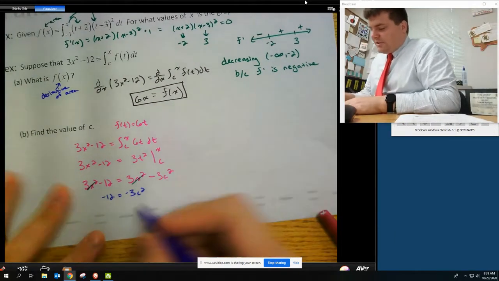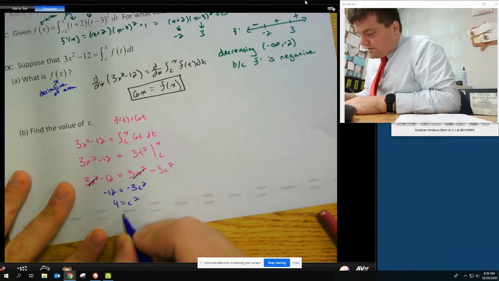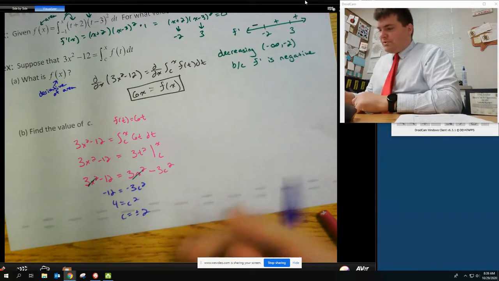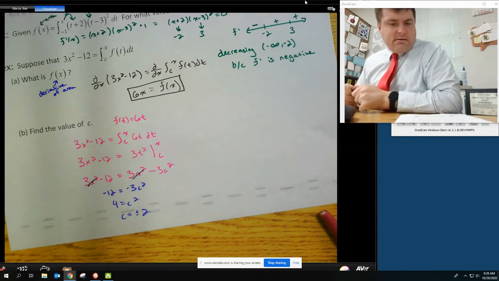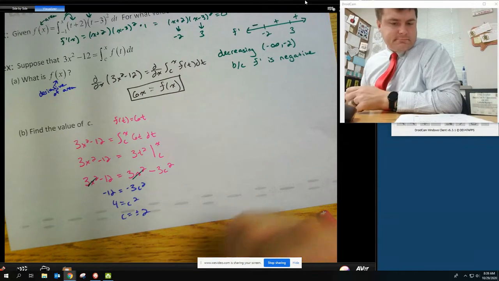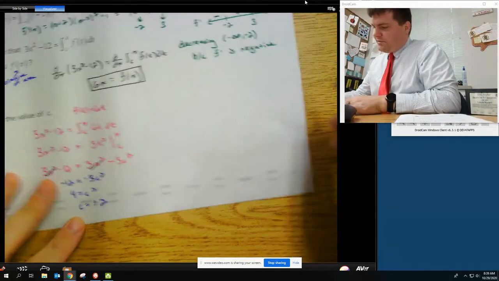So go ahead and solve for c here. I'm going to get 4 equals c squared. c is going to equal plus and minus 2. I don't think we need to check that at all. I'm trying to see if we do. Yeah, you can go through and check it.